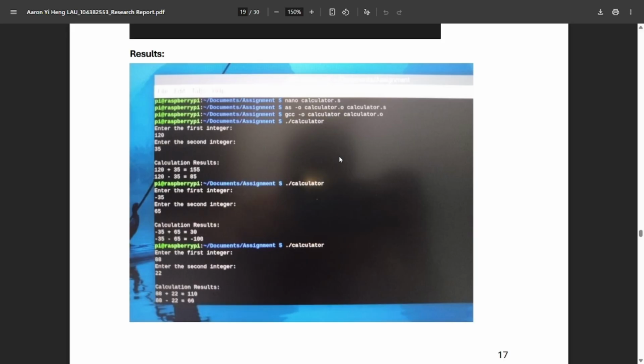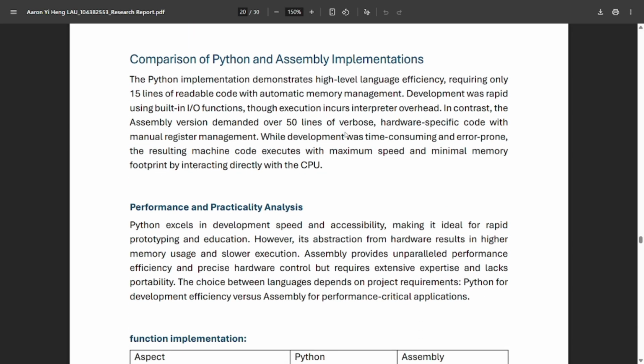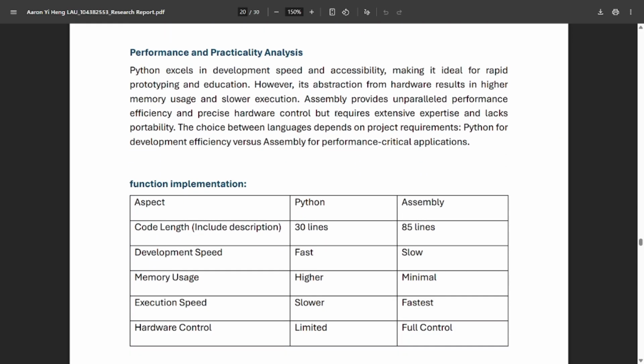However, the benefit is that the final program runs very efficiently. There is no interpreter, no abstraction layer, and no unnecessary overhead. The CPU executes exactly what we write, making assembly ideal for performance-critical or hardware-specific applications. After completing both versions, the difference between Python and assembly becomes very clear. Python is far more convenient for writing programs quickly. The code is shorter, easier to understand, and much more flexible.